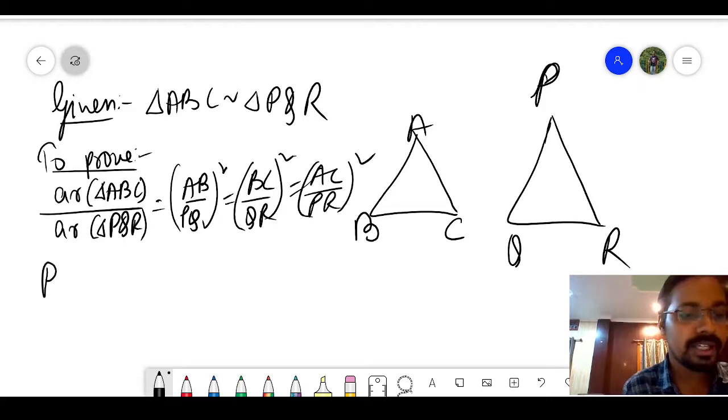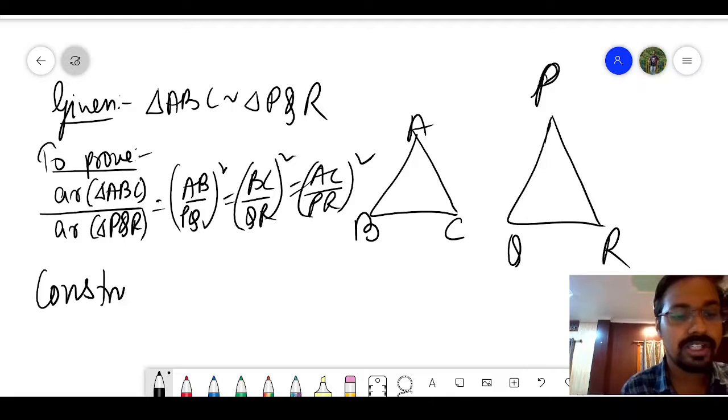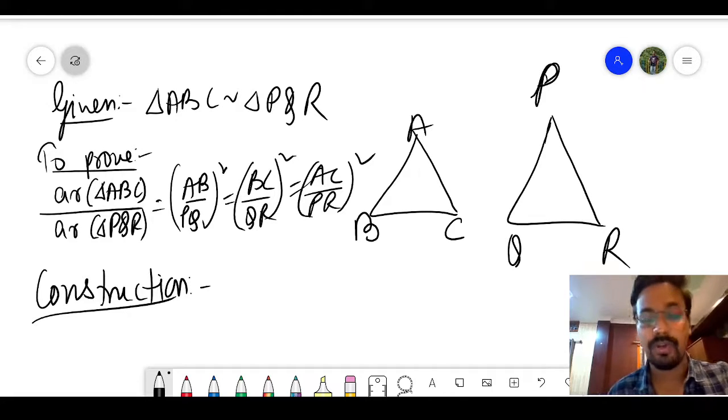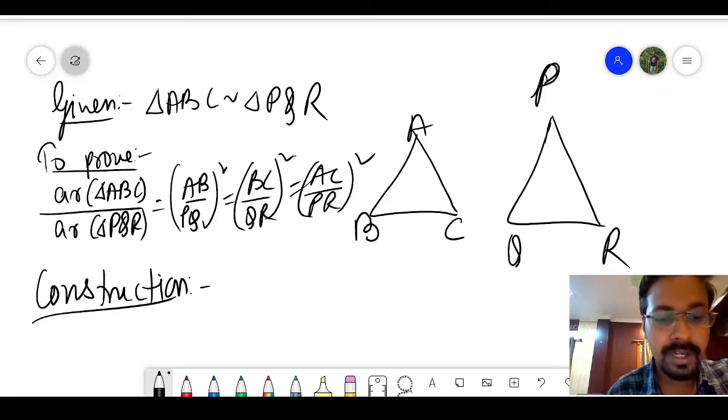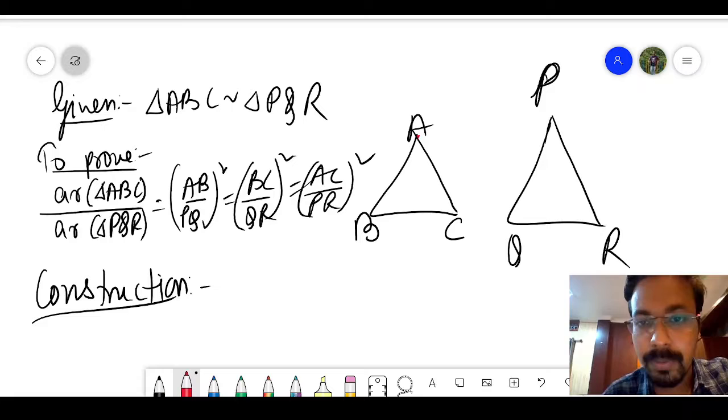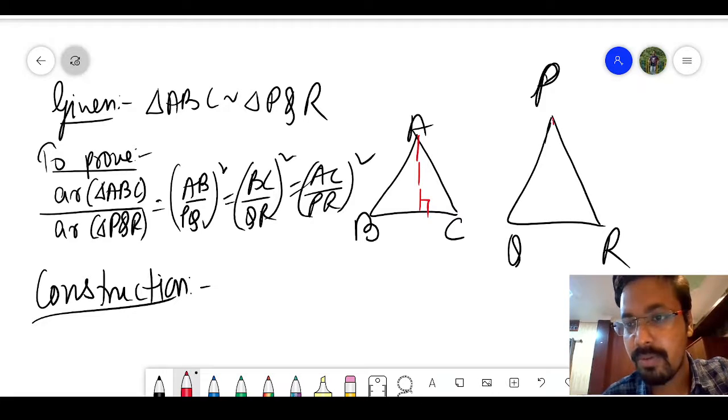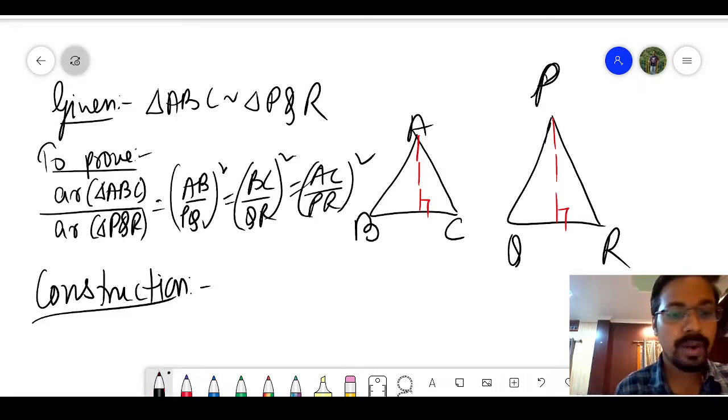So how do we start? Before we start the proof, we have a construction here. We need to draw something for it to work. So what do we draw? We have to draw two perpendiculars: one from A to BC and one from P to QR. Done.